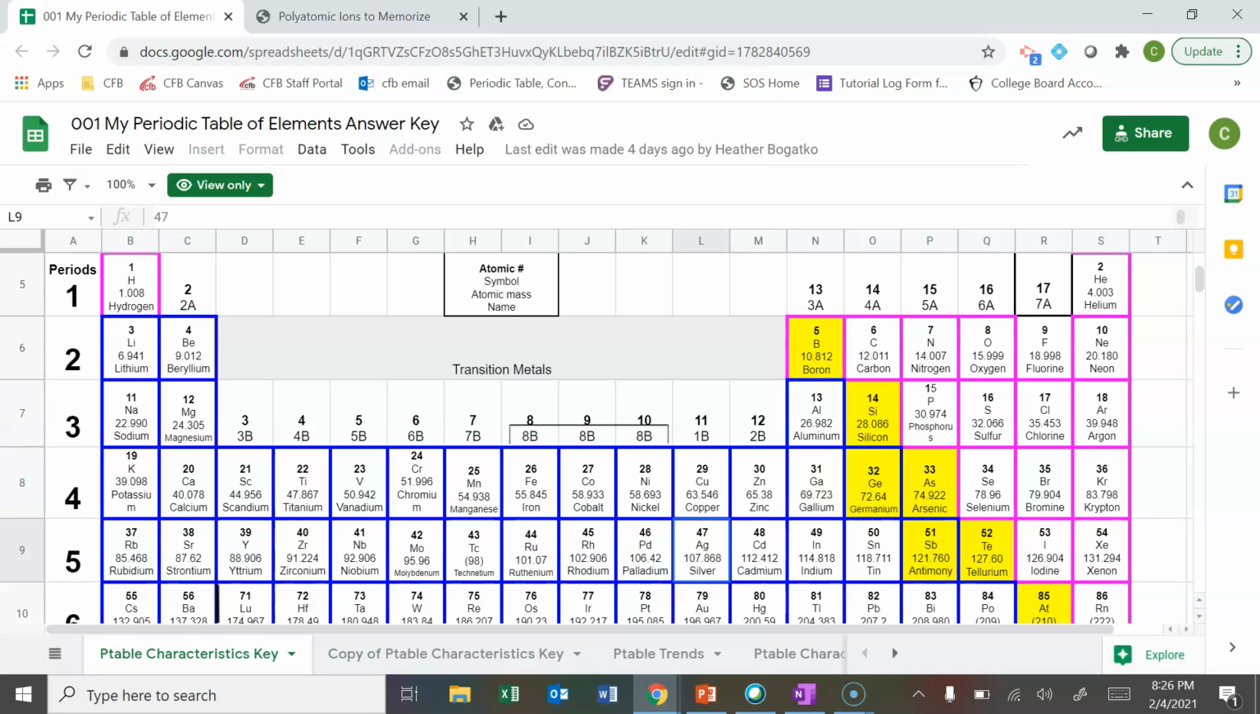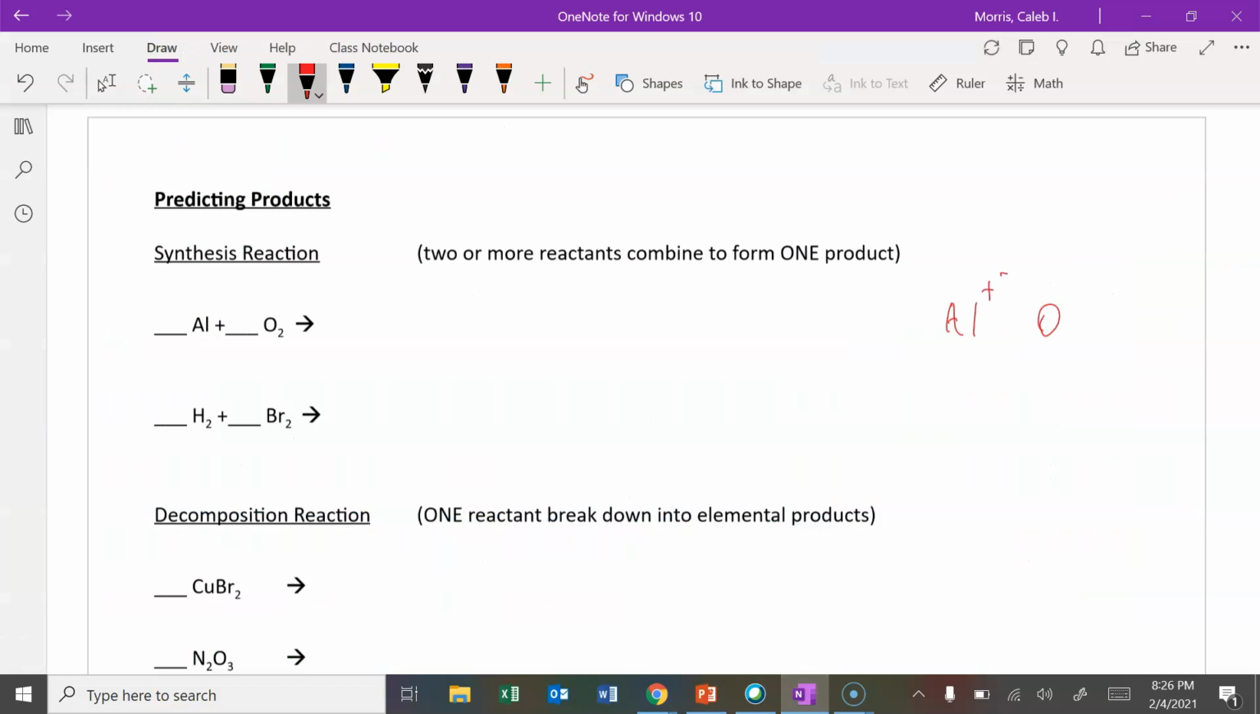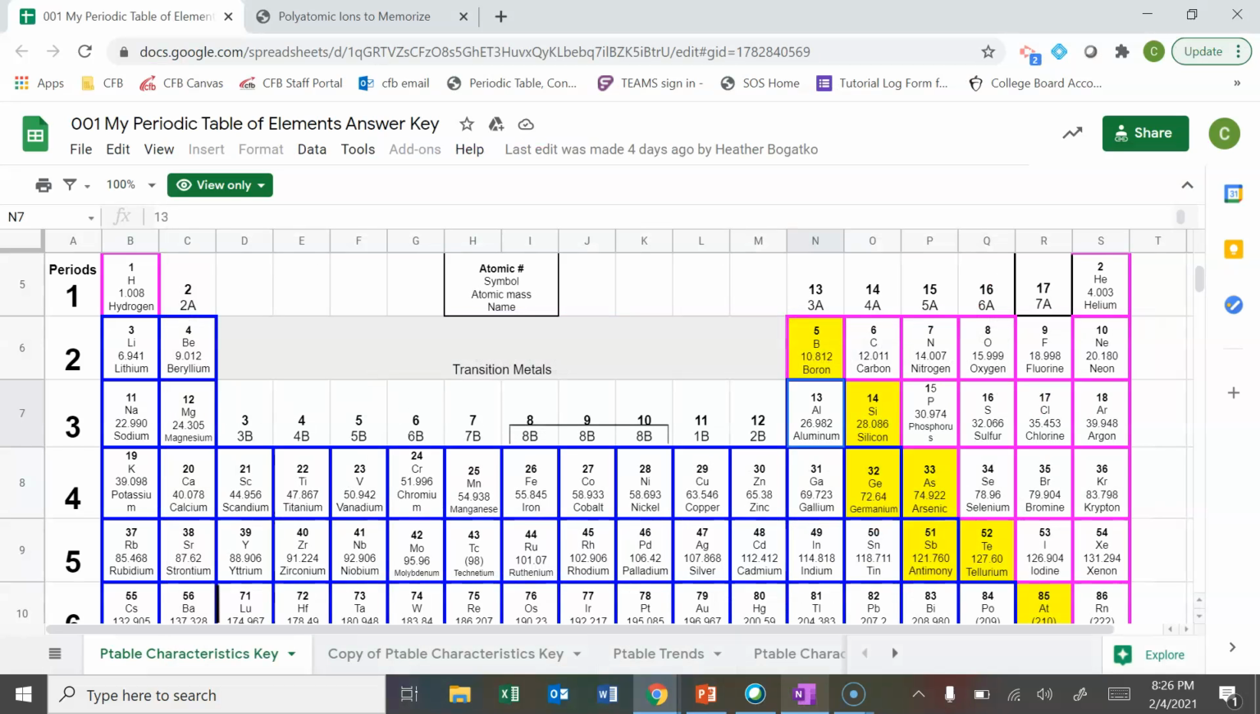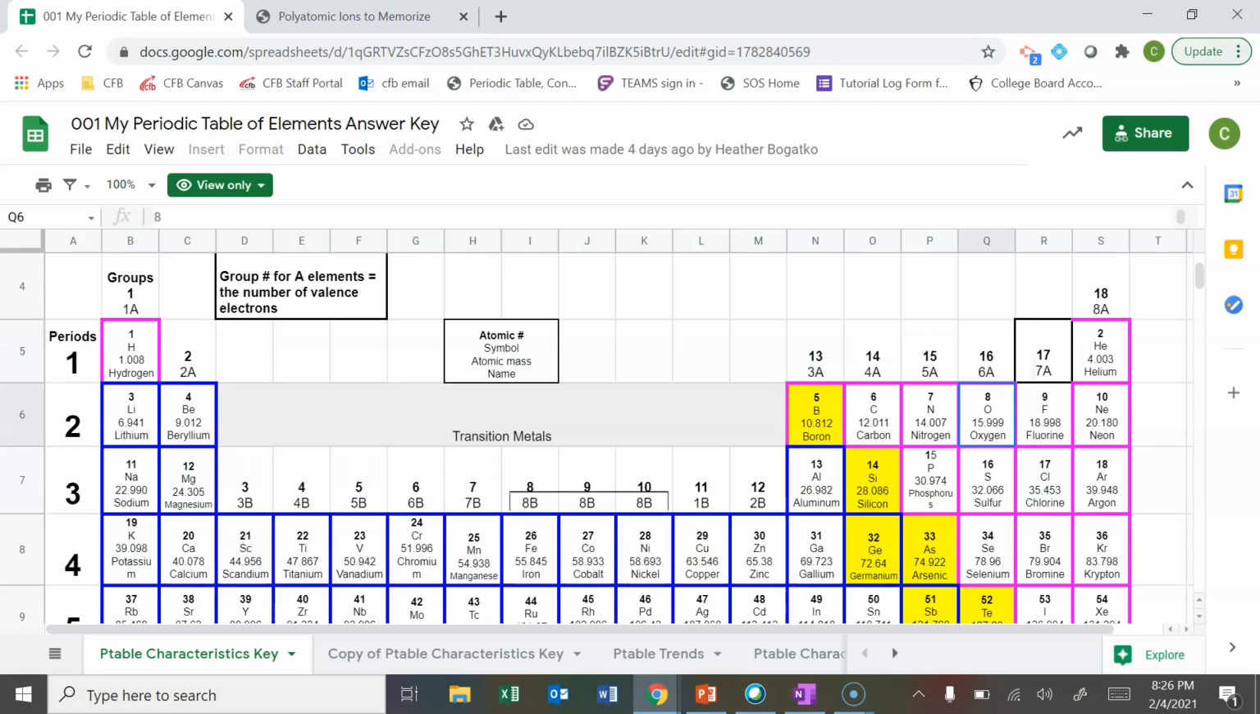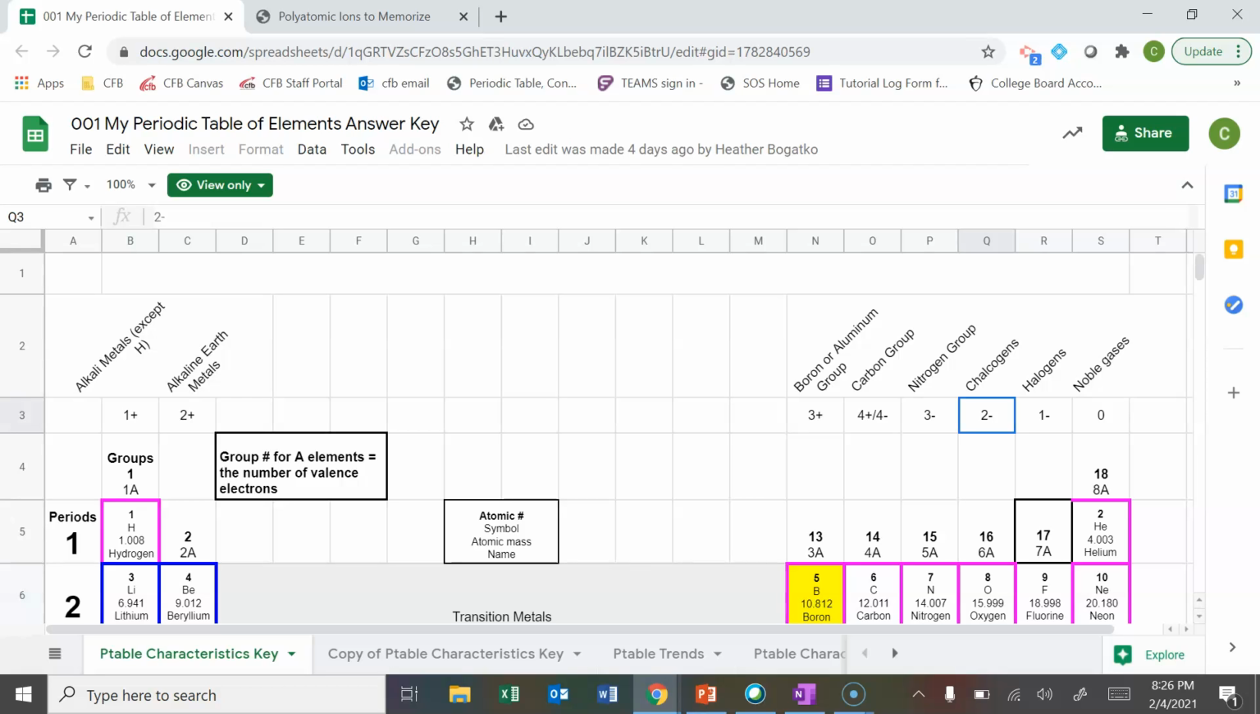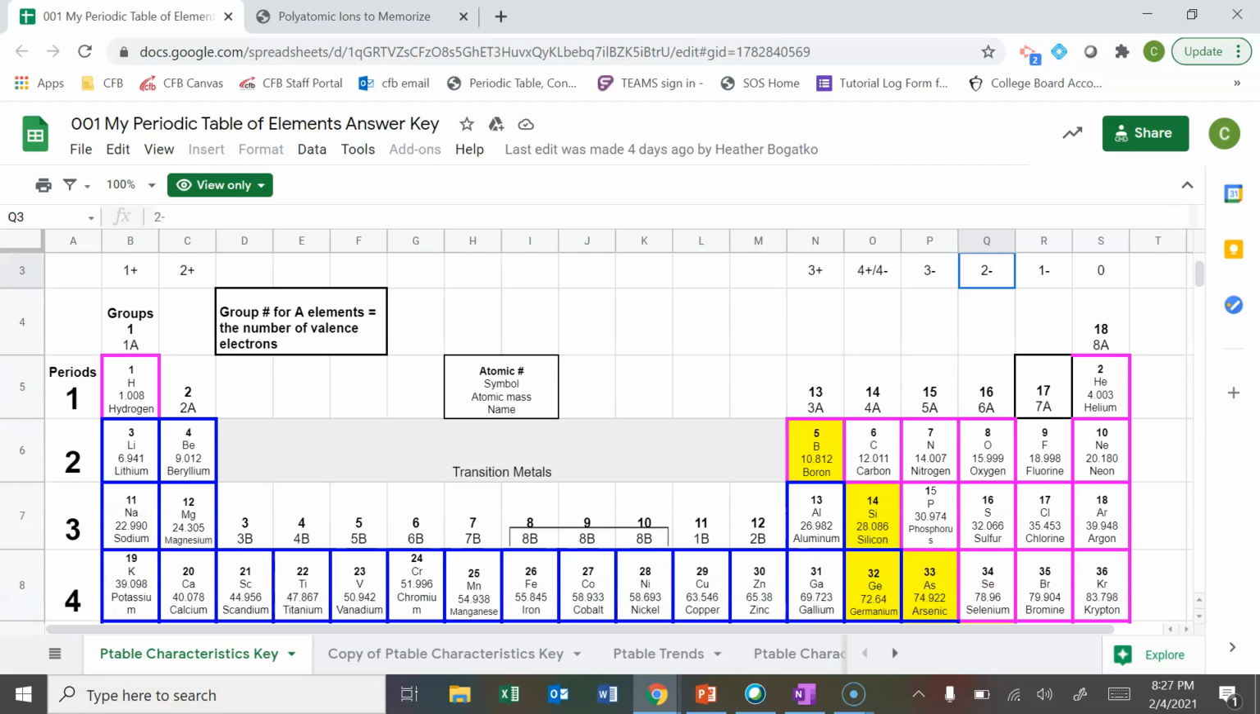If you remember, silver is down here. Silver, zinc, aluminum. So positive 1 for silver, positive 2 for zinc, positive 3 for aluminum. So aluminum has a positive 3 charge. Okay, oxide is right here, and it's in group 6A or 16, which has a negative 2 charge.